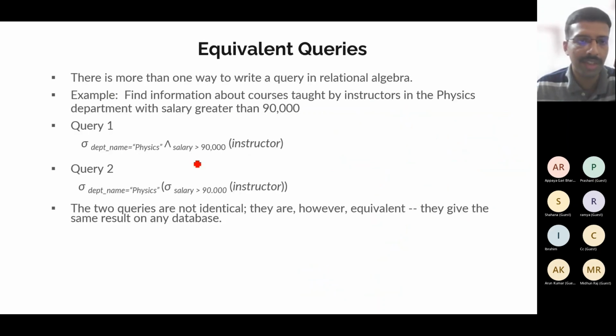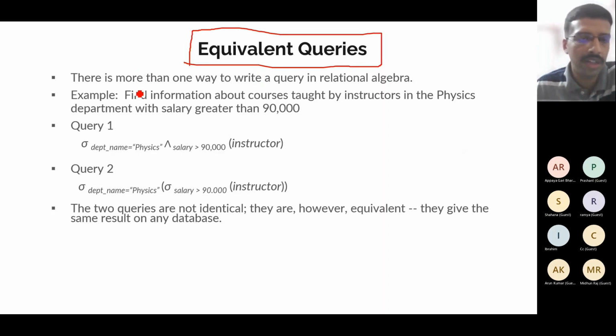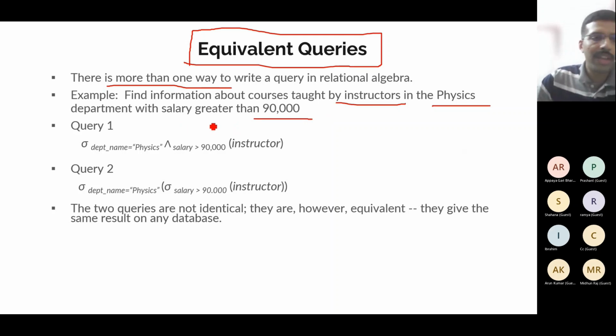So the first concept that we will see is equivalent queries. As I told you in a previous session, when we saw select and project, we will be covering this today. Basically, there is more than one way in which you can write any query. For example, if there is an instructor table with details like department and salary, and I want to find the details of instructors who are in the physics department and who are getting a salary greater than 90,000, one way we can implement that is using the AND operator with our select operation.